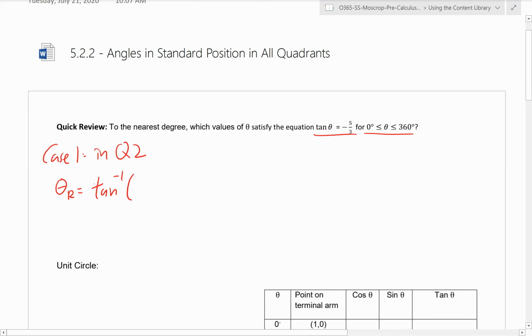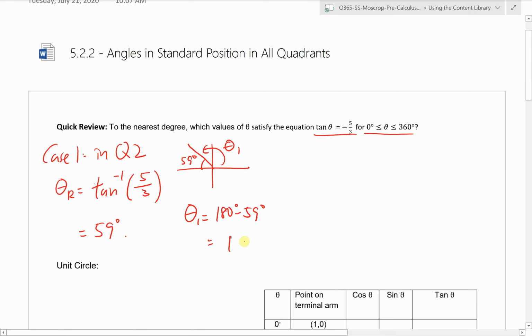To recall, to find the reference angle, you take the trig ratio of the absolute value of the trig ratios. So instead of inverse tangent of -5/3, it's going to be inverse tangent of 5/3. Now if I put this into a calculator, I get 59 degrees. That is my reference angle. So in quadrant 2, the reference angle is 59. Here's my first possible value of theta. This is going to be 180 minus 59, which is 121 degrees.